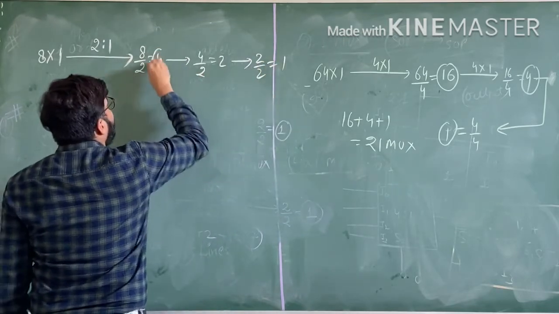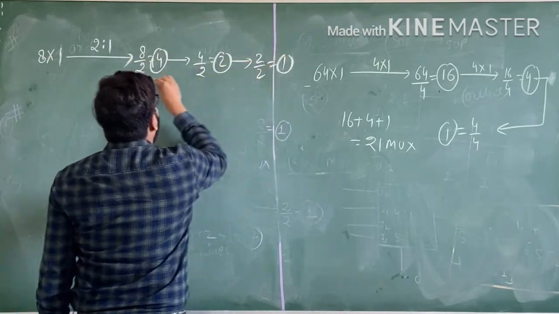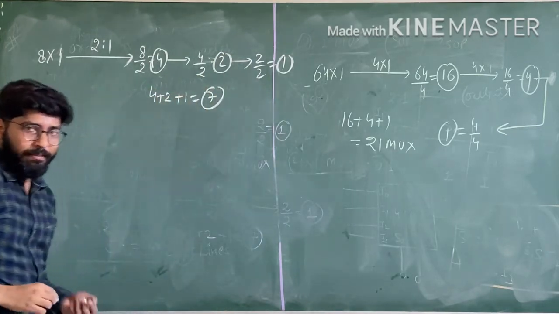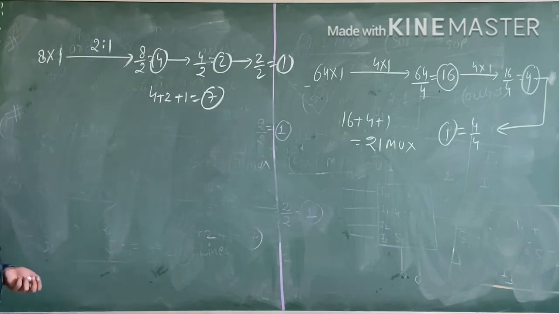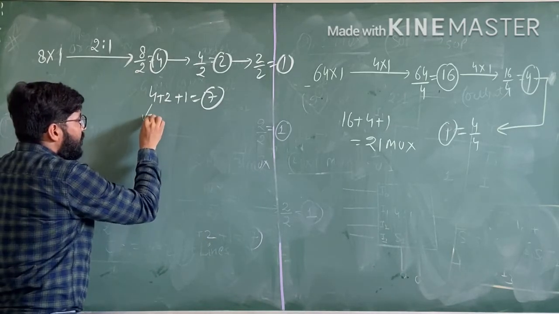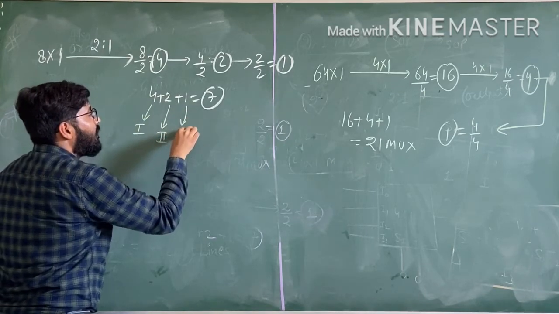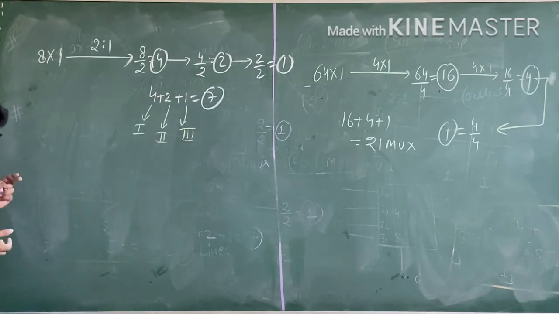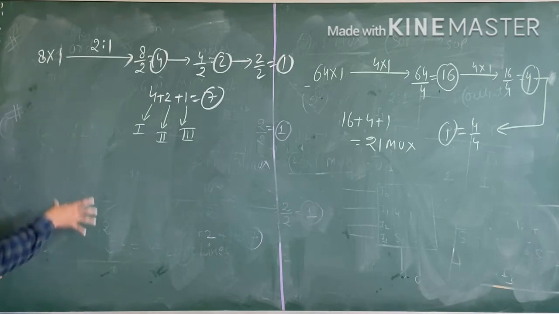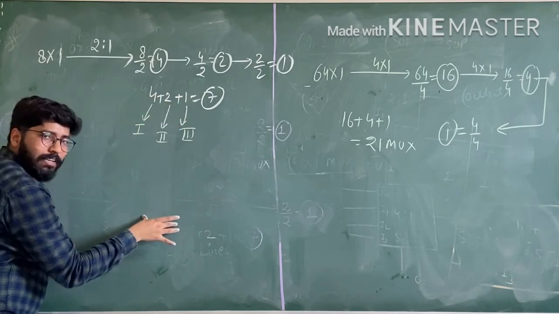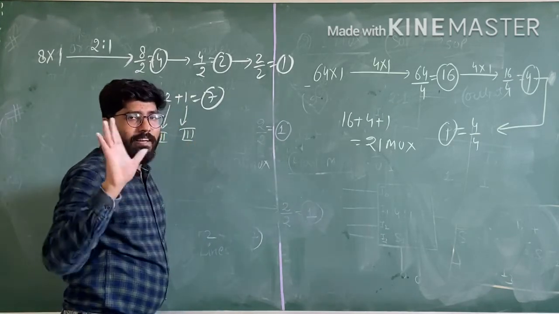So we get 4, 2, 1. 4 plus 2 plus 1 is 7. So 7 MUX are there, and by these MUX we can design an 8 cross 1 MUX. Now how will you design it? See, this is the first stage, this is the second stage, and this is the third stage. In this way the MUX are placed. Suppose in the first stage 4 MUX are placed, in the second stage 2 MUX are placed, and in the third stage 1 MUX is placed.